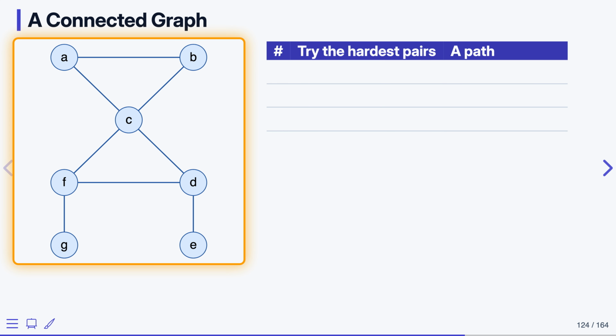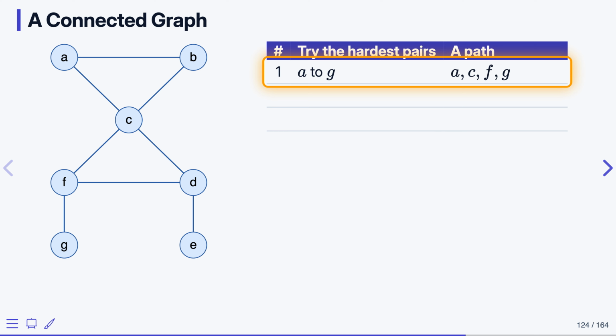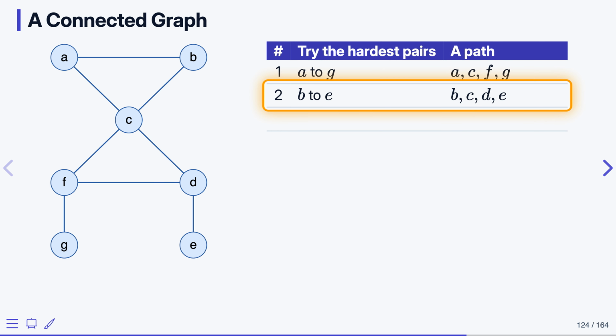Let's test this graph. To show a graph is connected, we must find a path for every pair, so it is smart to try the pairs that look hardest first, the ones far apart. Step 1. From A to G go A, then C, then F, then G. That works. Step 2. From B to E go B, C, D, E. That works.